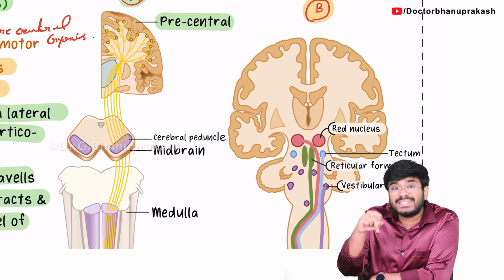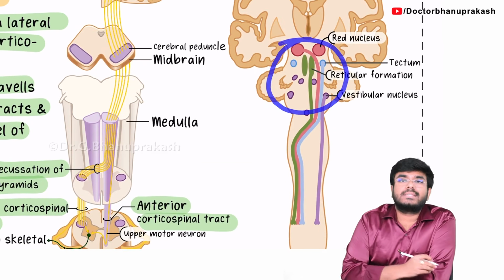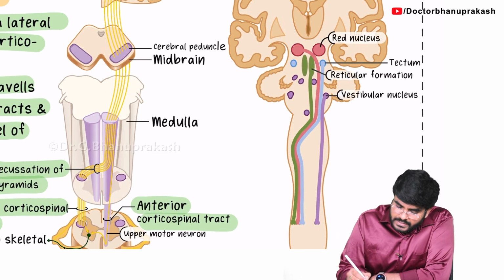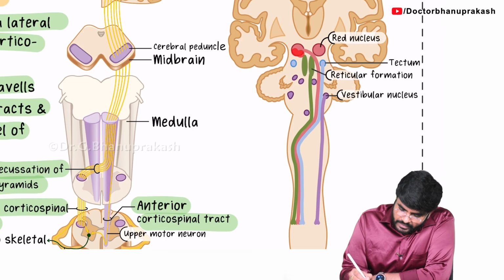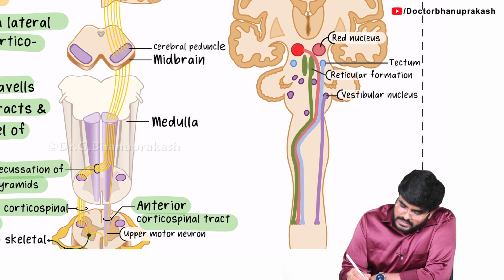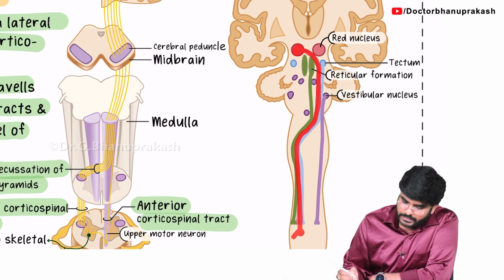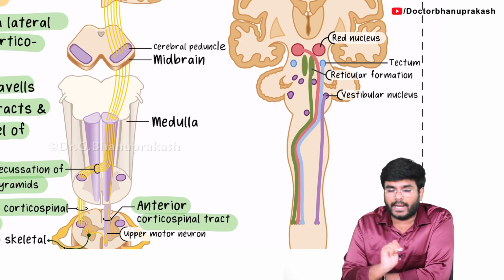Now, upper motor neurons in this condition are arising from the brainstem nuclei. From where are they arising? They are arising from different nuclei in the brainstem. Now, look at this first nucleus, which I am showing in the red color. This is called the red nucleus. So upper motor neurons are arising from here and coming down into the spinal cord as the rubrospinal tract. Rubrospinal, from the red nucleus to the spinal cord.